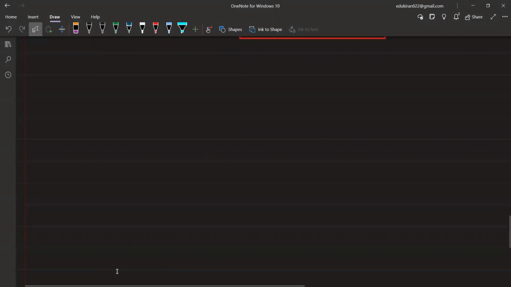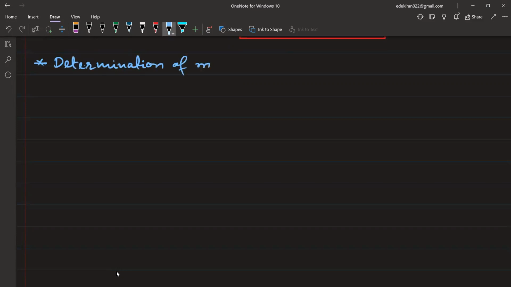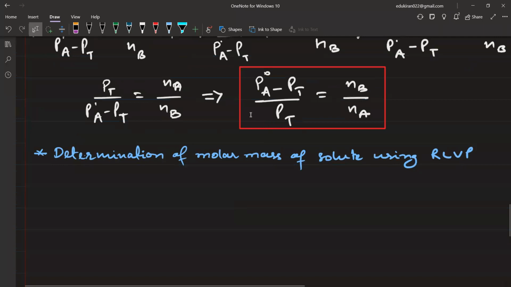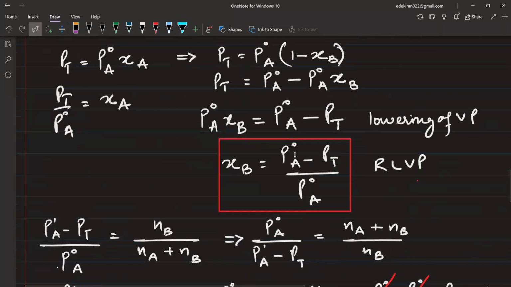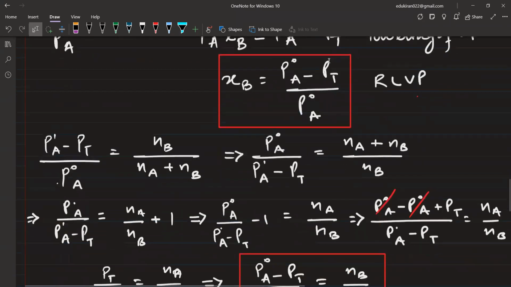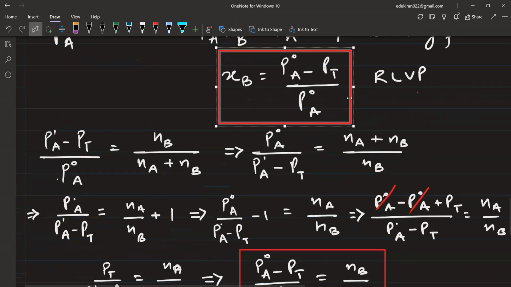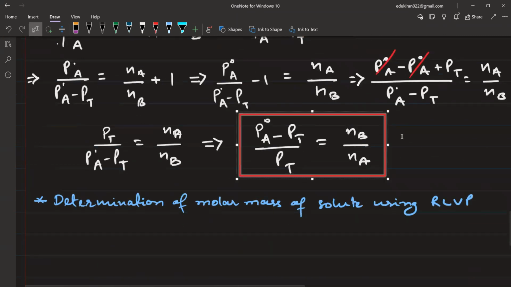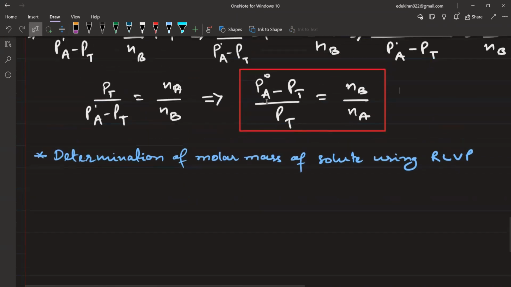Next, determination of molar mass of solute using RLVP. What we are doing is using RLVP to determine the molar mass of the solute. In this, we can use both equations. I can use chi P is equal to P naught A minus P total upon P naught A. In this case I have to do some approximation; you have to make some assumption. But without any assumption, you can use the other equation and get the pure molar mass. So first of all, let us look at this one.